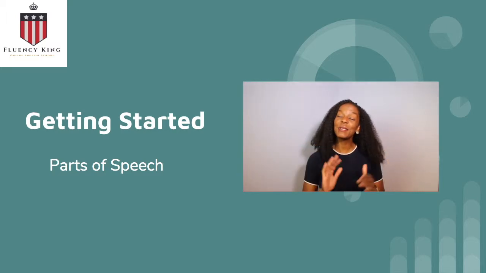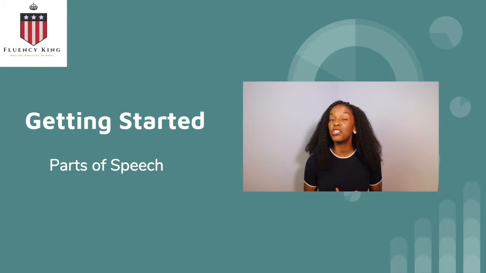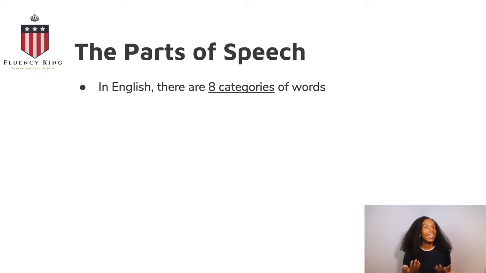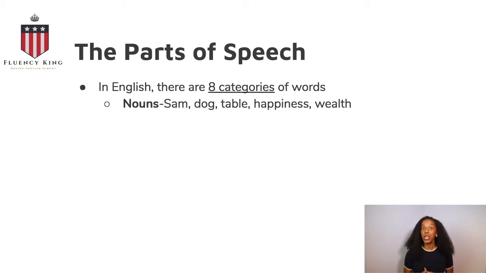Hi guys! In this lesson, we're going to talk about the parts of speech in English. English has 8 different types of words. You have nouns, which could be a person, place, or thing. Things like Sam, dog, table, happiness are all nouns.